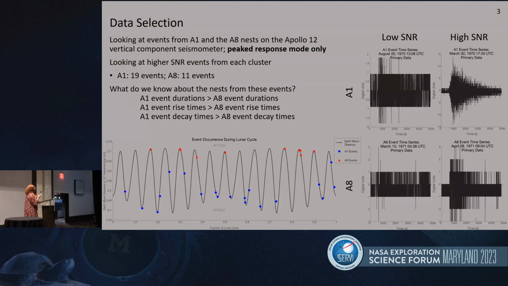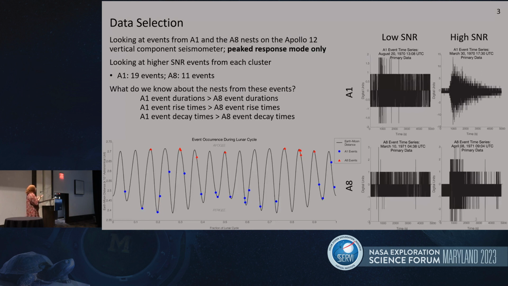control that I'm inputting is that I'm only looking at high signal to noise ratio events from each cluster. And there are examples of these on the right side of the slide. Because as you can tell, low SNR events from both A1 and A8 don't typically have a lot of information because they usually consist of bit swaps that are only barely above the noise. Whereas high signal to noise ratio events, there are 19 of which in the A1 and 11 of which in the A8, so 30 total. They give us a lot of information about how these nests could be different.